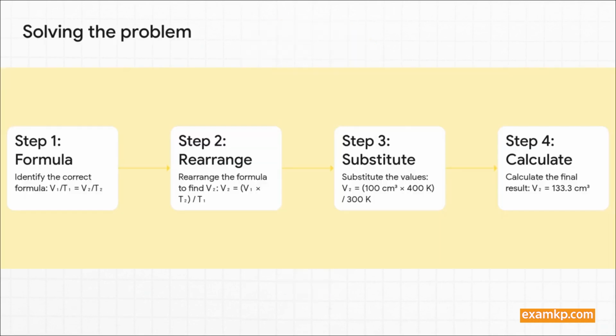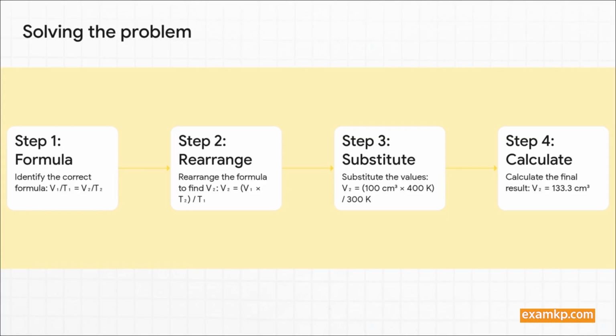So let's walk through it. We start with our formula, V1 over T1 equals V2 over T2. We need to find V2, so we just rearrange the formula a little. Now we plug in the numbers, and this is the crucial part: we use the Kelvin temperatures, 400 and 300.